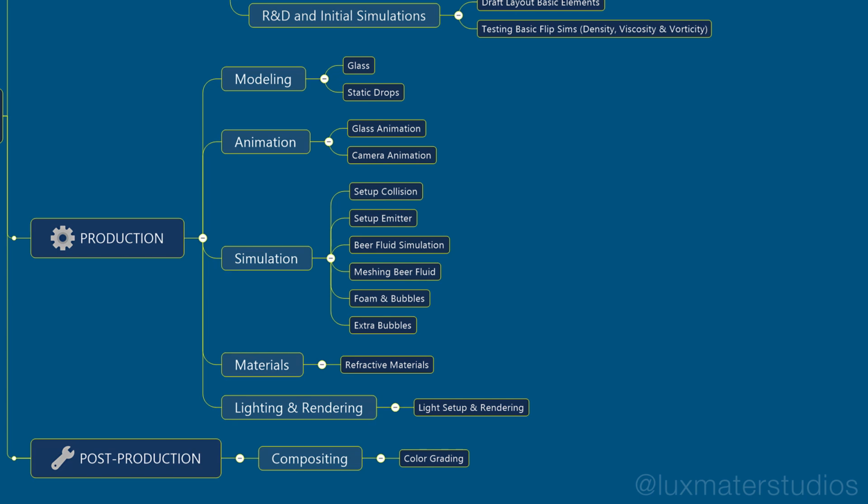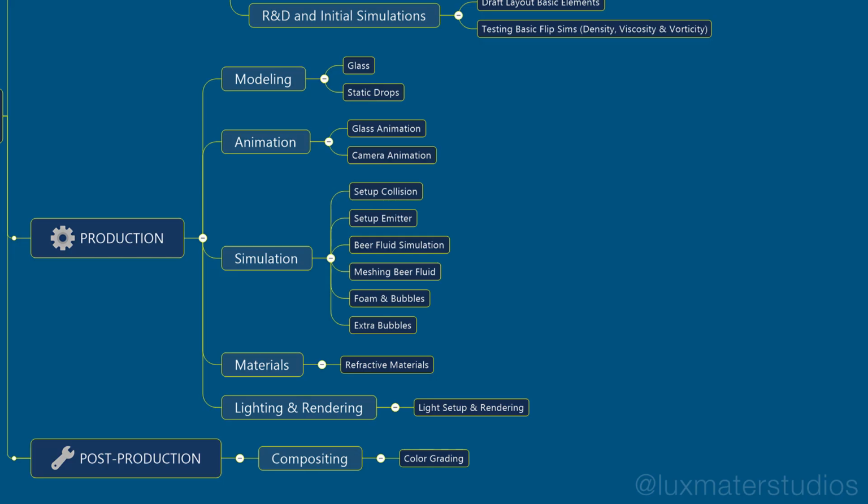The glass will have a simple animation. It will be rotated from 45 degrees to 90 degrees, and the camera will be animated to follow the glass animation. Now, in the simulation process, we will set up the glass as a collider object, and a small sphere will be used as an emitter to pour the beer. This emitter will be animated to follow the glass.